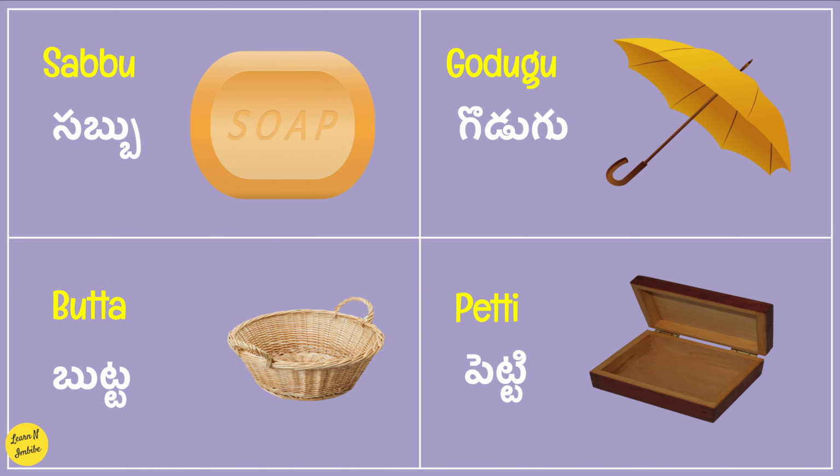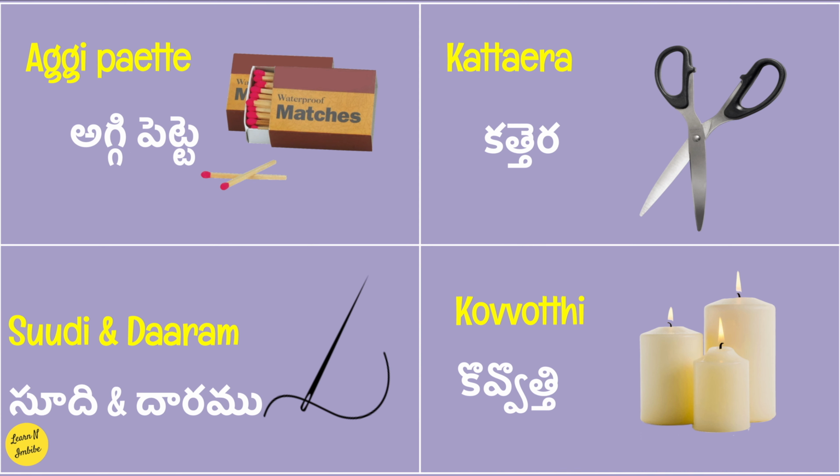Sabbu, soap. Godugu, an umbrella. Butta, basket. Petti, box. Aggi pette, that is a matchbox. Kattera, scissor. Sudi daram, needle and thread. Kovatti, a candle.